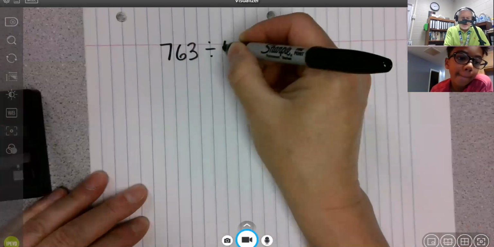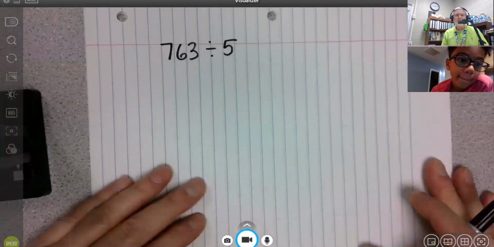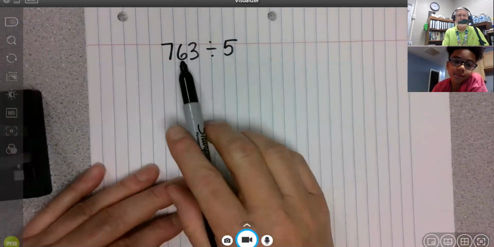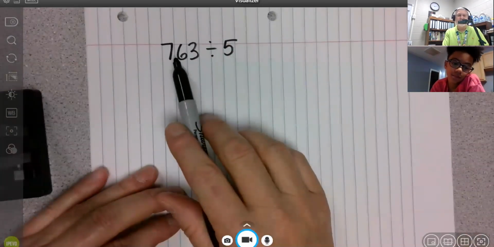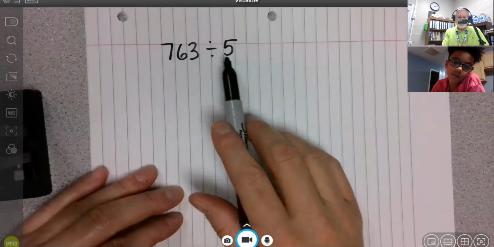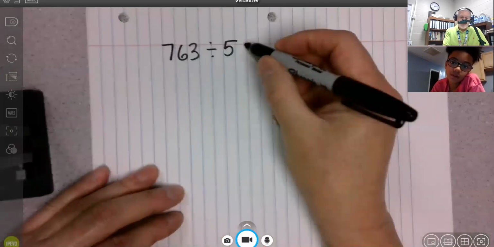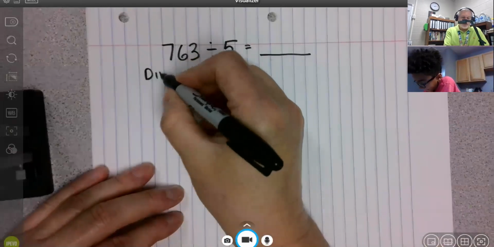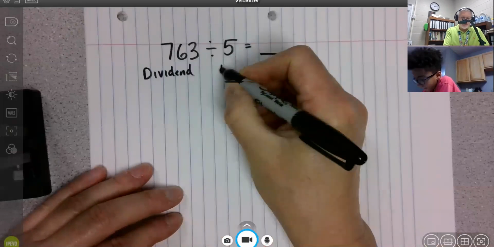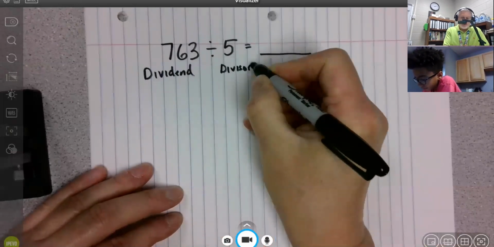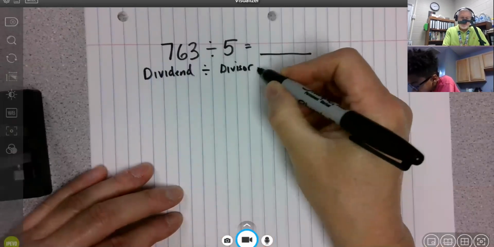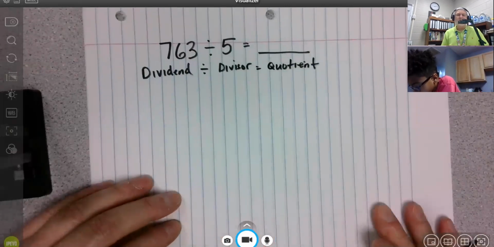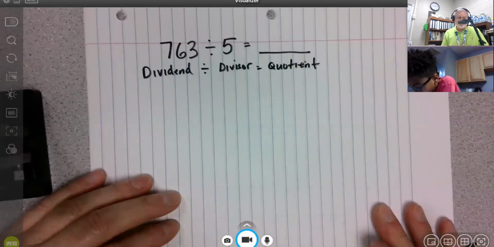All right, so our first problem that we're going to go over is going to be 763 divided by 5. And remember, last week we talked about that first number in our division problem. We call that the dividend. Our second number is our divisor. And our answer is going to be called our quotient. Okay, I'll write those down for you, just so you remember. Our answer is our quotient. So you have a dividend divided by the divisor equals our quotient.